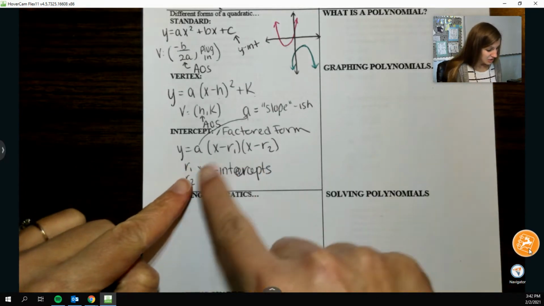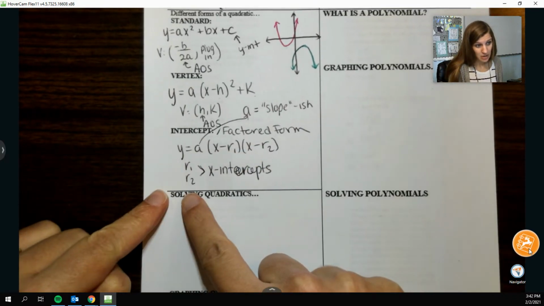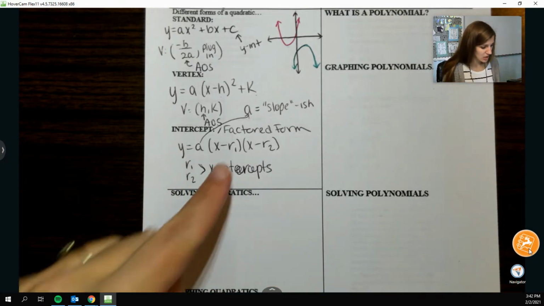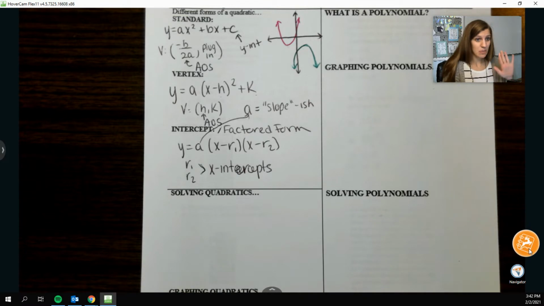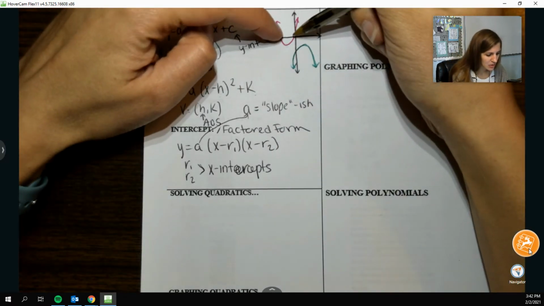And notice that in here they're negative, and when I took them out, they're positive. So they are opposite of what you see. Like if you see x minus 2 and x plus 3, then my x-intercepts are 2 and -3. So the opposite of what you see. So you can go plot those points.